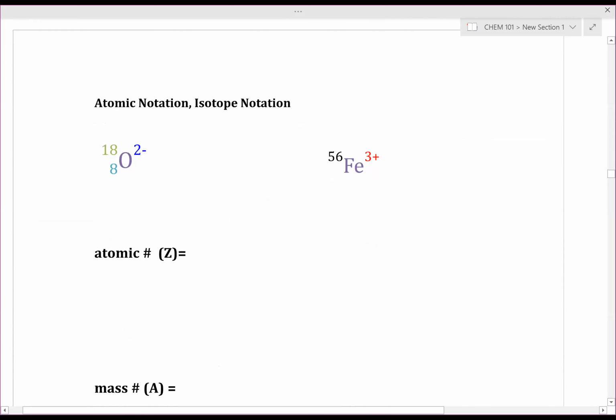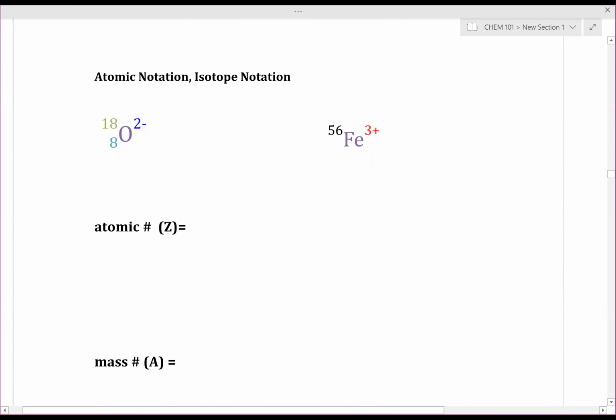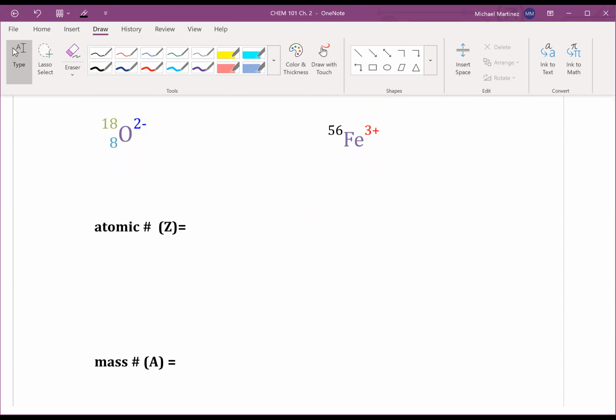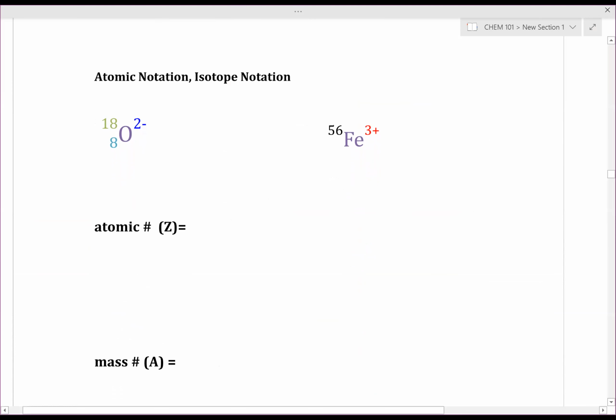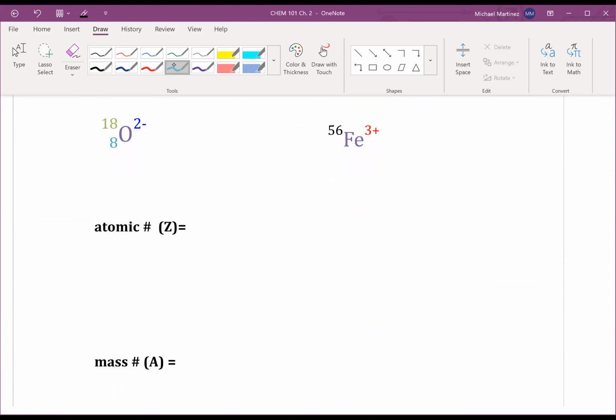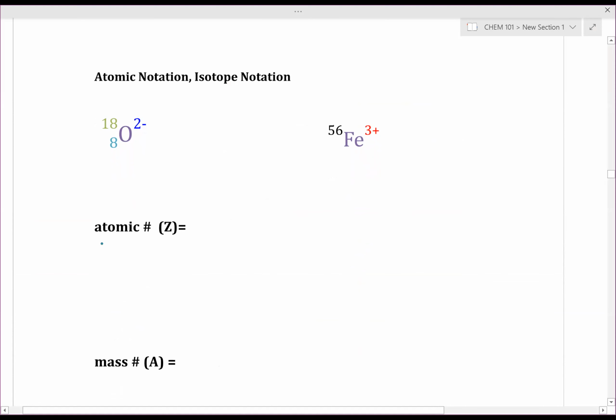So to do this, we utilize what's known as isotope notation or atomic notation. So let's highlight the key features of isotope notation and atomic notation, and let's talk about how to read each component. So first and foremost, you'll see this number in the bottom left-hand corner. This is known as the atomic number.